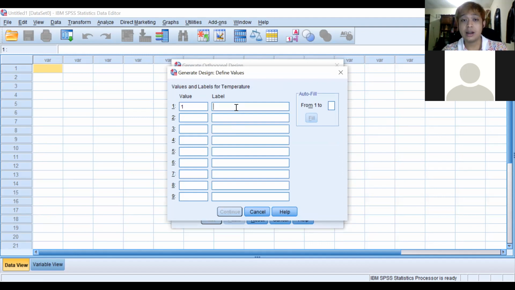One is what? Hot. Two is warm. Anyway, this is the nominal value. So it doesn't mean number one, number two, number three, how we decide. No, it's nominal. So everything here is nominal. So we don't really do hot, warm, and cold.